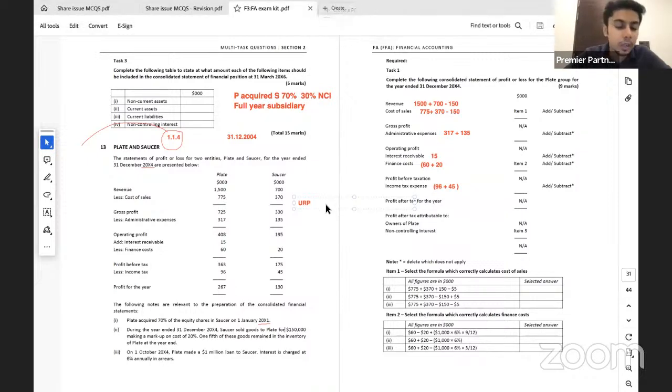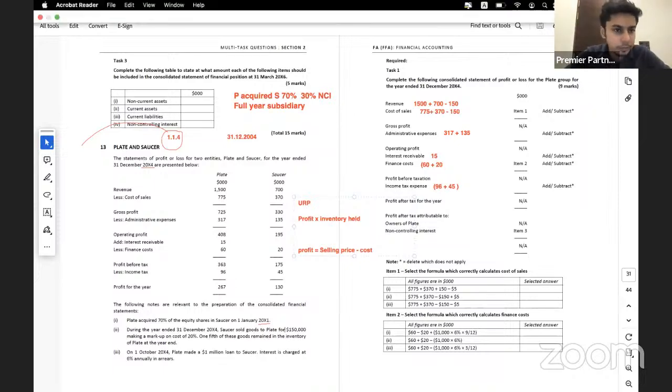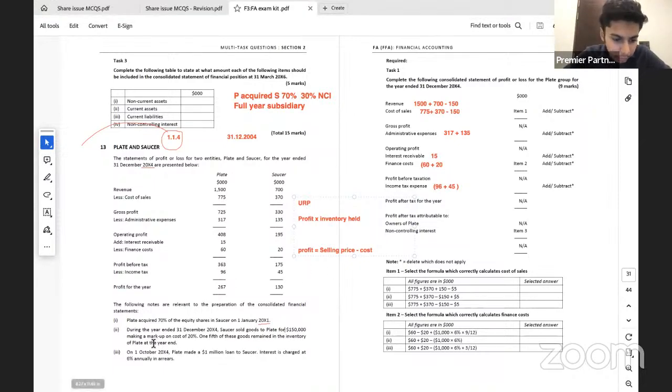So now, guys, let me teach you how to calculate unrealized profit quickly. Last class, I gave you a formula. What's the formula? Profit multiplied by inventory held. So how to calculate profit? Normally, guys, profit is equal to selling price minus cost. Okay. Right. Now read this and see.